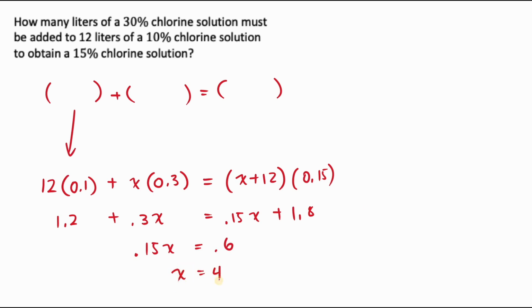as 4. And remember, x is the number of liters of the 30% chlorine solution from this part right here. That's the number of liters. And we just found out that it's 4, and that's actually just what we're looking for, how many liters of a 30% solution. So the answer is 4 for this one.